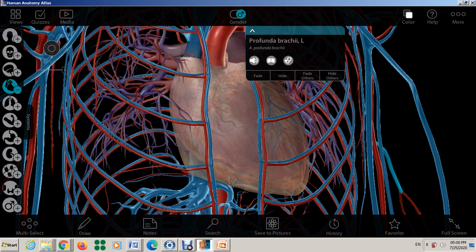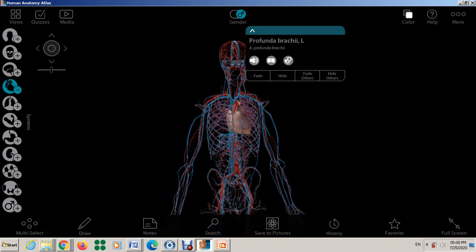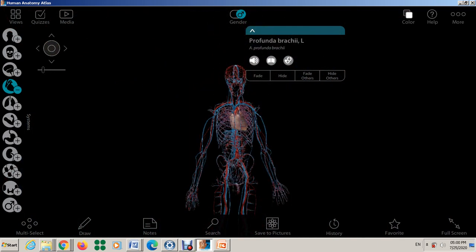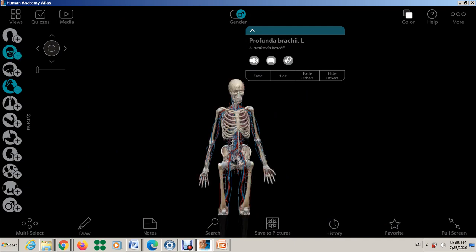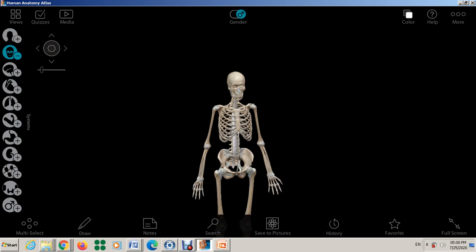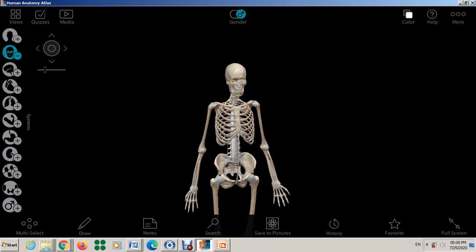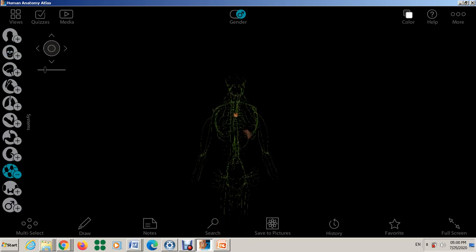It's not alone. It's not the only circulatory system. I said there are 2. Let's look at the other one. I'll put the skeleton again. I'll remove the blood vessels. Look, I'll show you now the lymphatic system. Look at the lymphatic system. I'll remove the skeleton to see it.